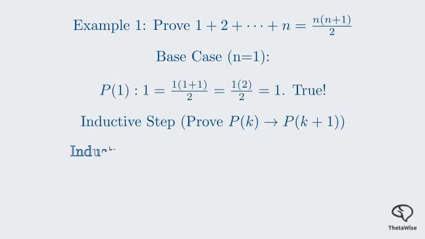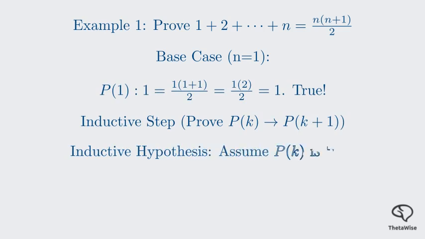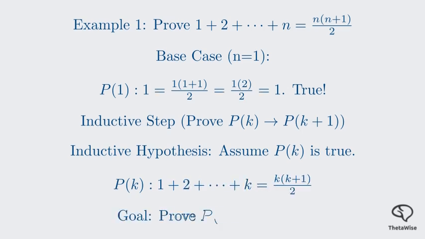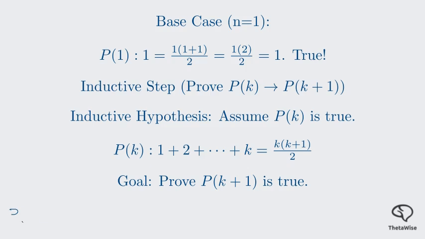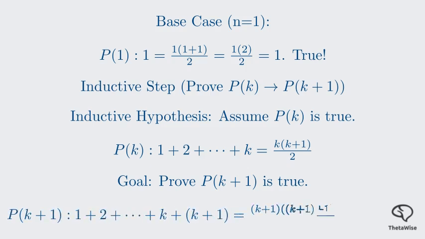We assume the statement is true for an arbitrary integer k. This is our inductive hypothesis. We assume the sum up to k is equal to k times (k plus 1) divided by 2. Our goal is to prove the statement is true for k plus 1. We need to show that the sum up to k plus 1 is equal to (k plus 1) times (k plus 2) divided by 2.